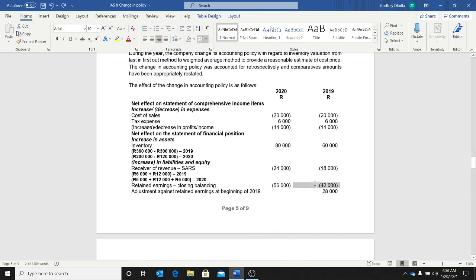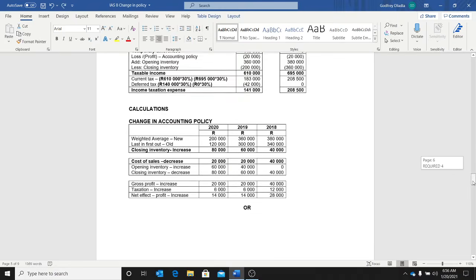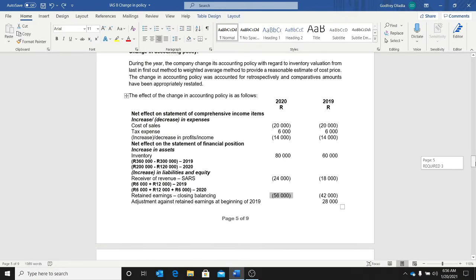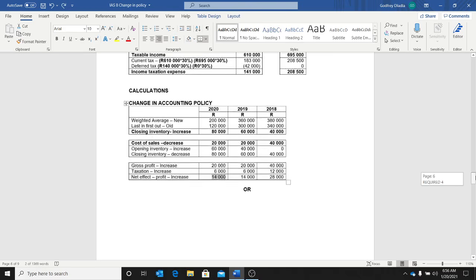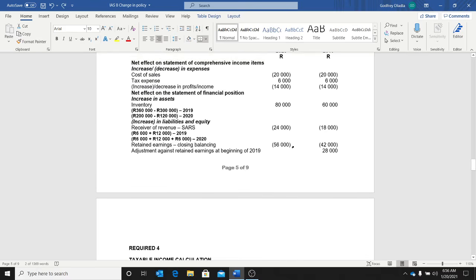42 net increase. You see, even the definition here tells you that if it's in a bracket it is an increase in liabilities and in equity. Okay. So the 42 is an increase in equity. 56, 42 plus another 14, which is this one. Plus 14 gives me 56 now. It's 56 here.